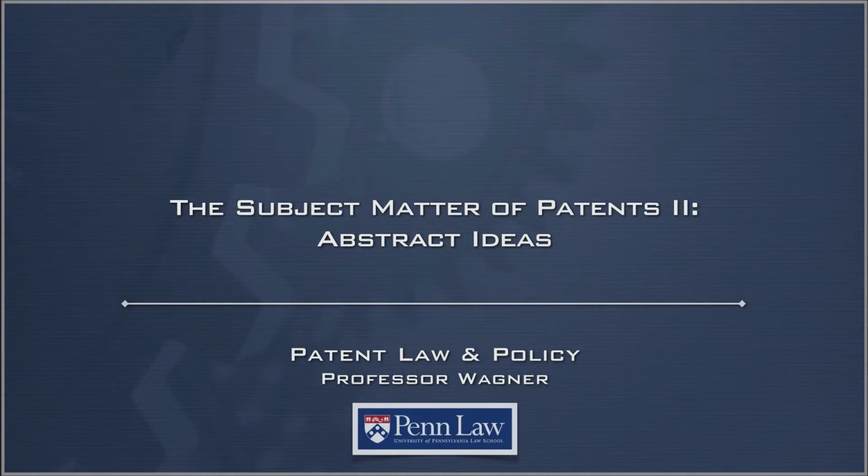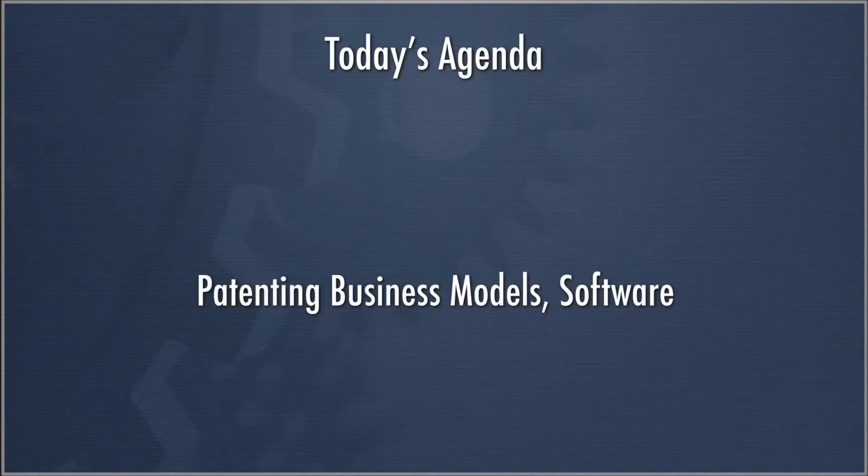This is lecture 26, the subject matter of patents, part 2, abstract ideas. There really is only one thing we're going to talk about in this lecture, and that is this idea of abstract ideas being a restriction on patentable subject matter under Section 101, which really involves primarily patenting of business models and software. Those are the two categories of technology that seem to get wrapped up most often into the abstract ideas concept, and so that's what we're going to focus our analysis on in this lecture.